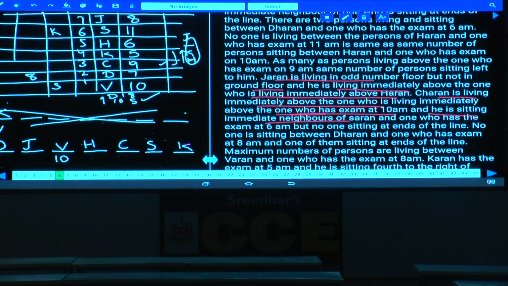Now let us write down the timings as well. D is at what time? D's exam is at 7 o'clock. J's exam is at 8 o'clock, isn't it? Next, H's exam is at 6 o'clock, C's exam is at 9 o'clock, S is at 11 o'clock, and K is at 5 o'clock. Done with this arrangement?